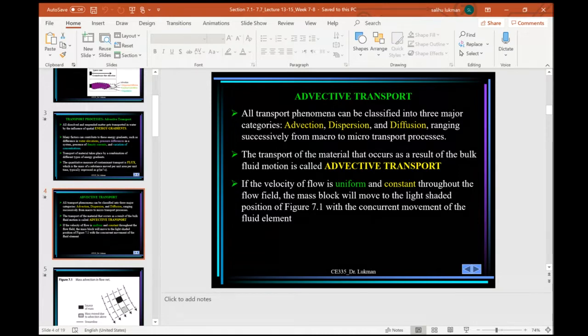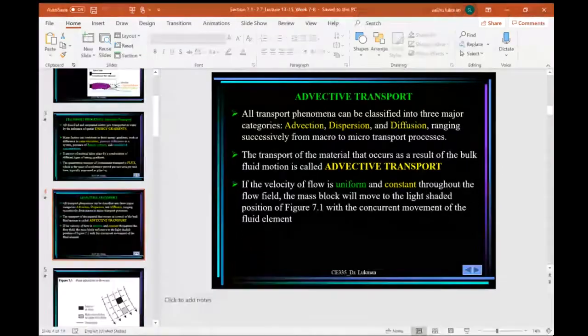Okay, so how do they move? All these are different contaminants. Like I said, we are going to look at the transport mechanisms. So transport phenomena can be classified into three major categories: advection, dispersion, and diffusion, ranging successively from macro to micro transport processes. Macro on a bigger scale, micro at the tiniest scale, okay?